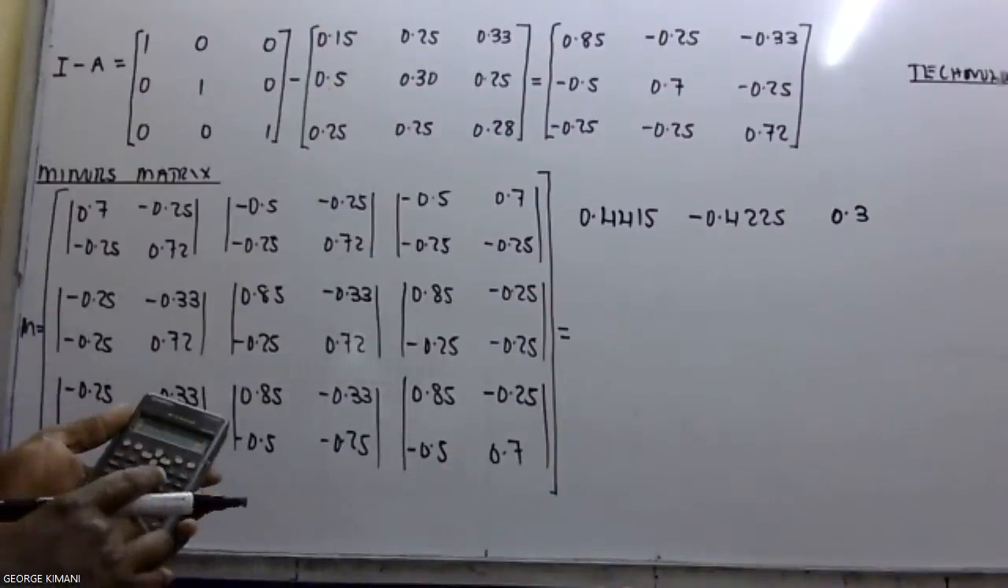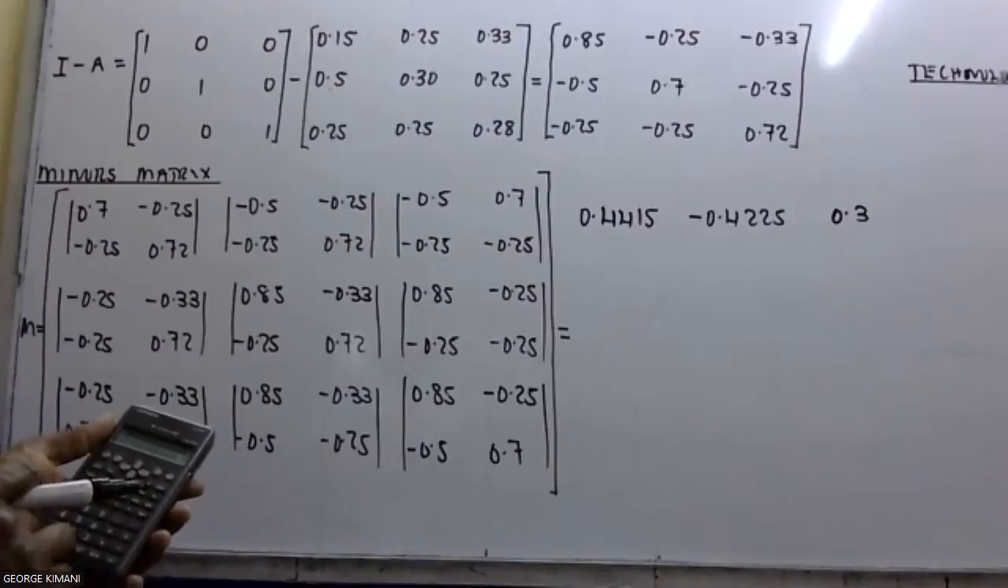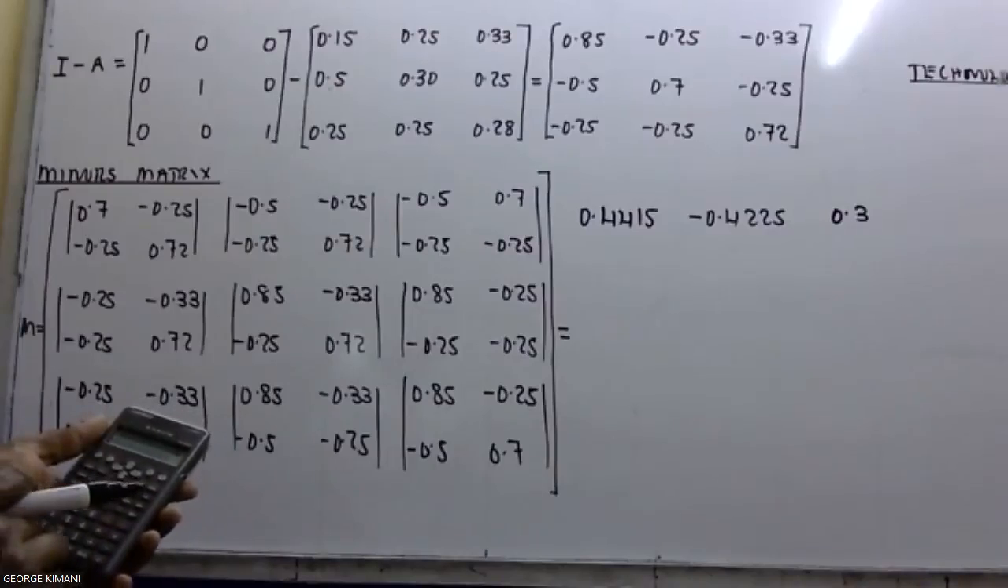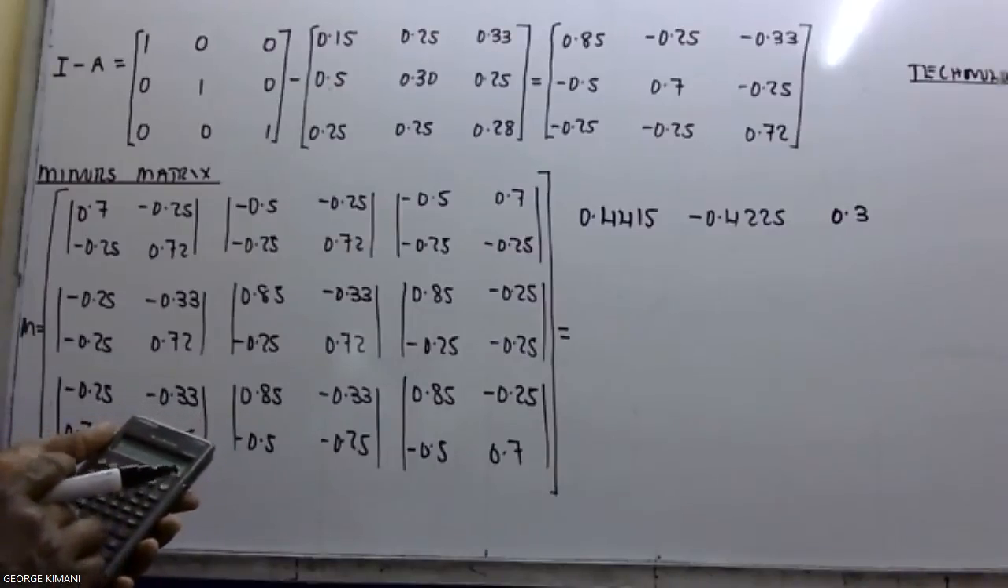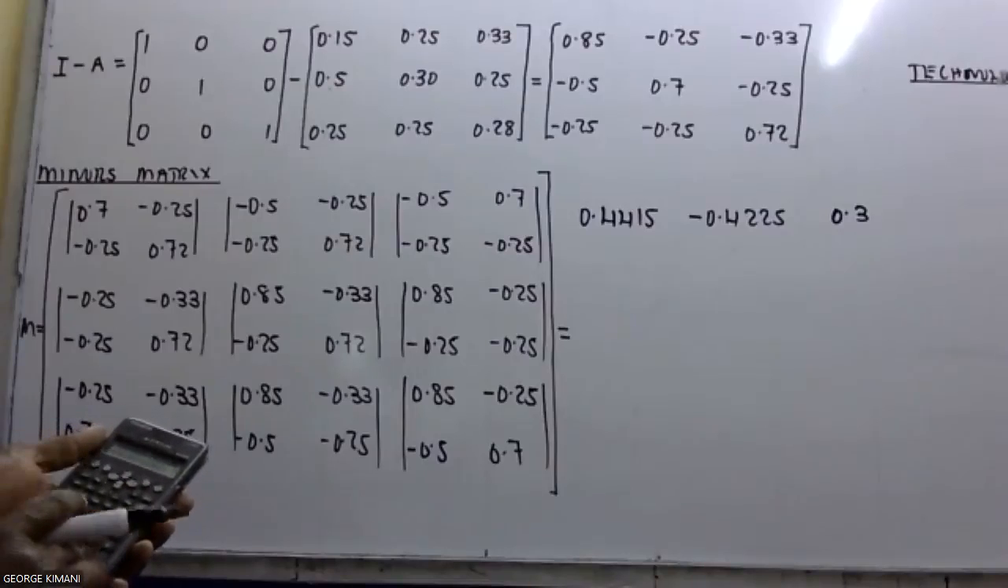To get minus 0.25 times 0.72 minus 0.33 times minus 0.25.